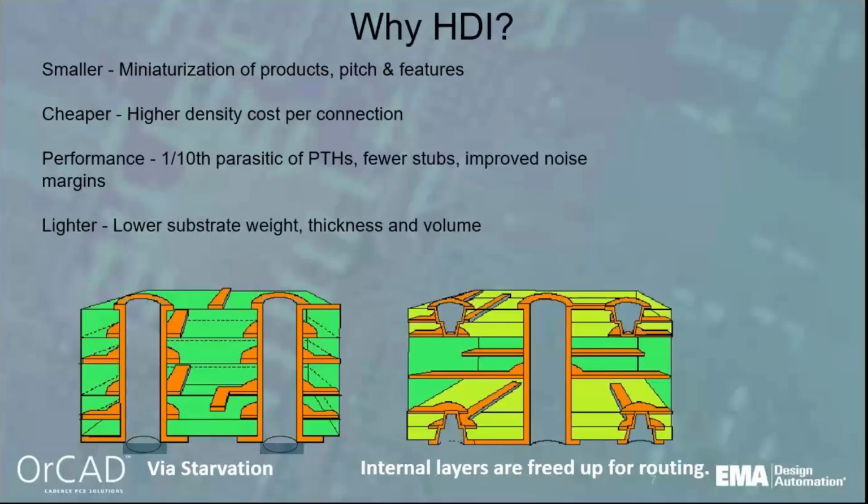You'll also have a lower substrate weight because things are going to be a lot thinner using HDI technology. So thickness and volume are going to be much smaller. And you can see from these diagrams, on the left side where we have via starvation, you've got a lot of through holes, and you can see that you don't have a lot of channels that you're able to route in. So using micro-vias is going to free up those layers so we can actually do a lot more routing into our internal layers. And then reliability, with better aspect ratios with these vias and thinner dielectrics, is going to be much greater than using the thicker material.